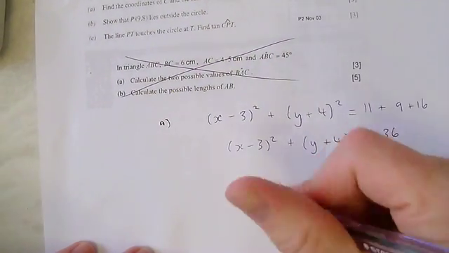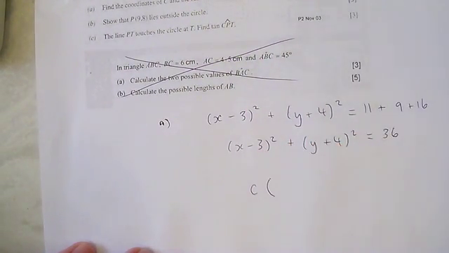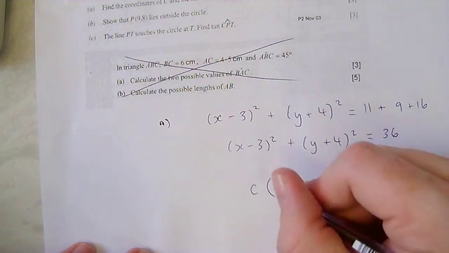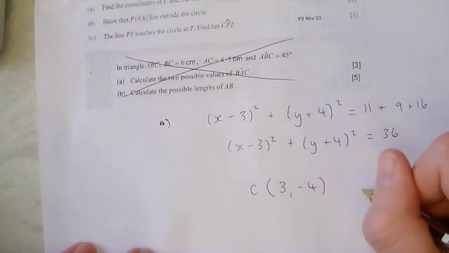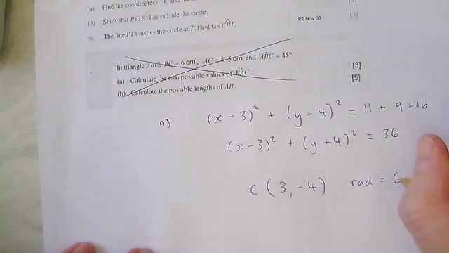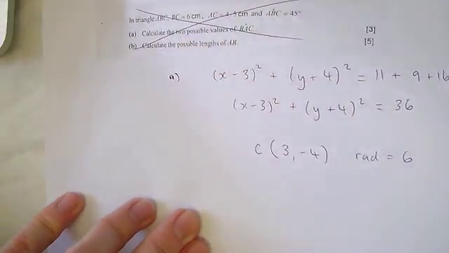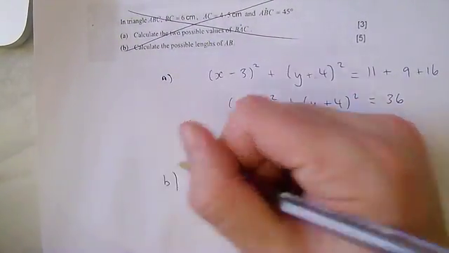Okay, so the centre coordinates would be (3, −4), and the radius would equal the square root of 36, which is 6. So there's part A done. Part B.